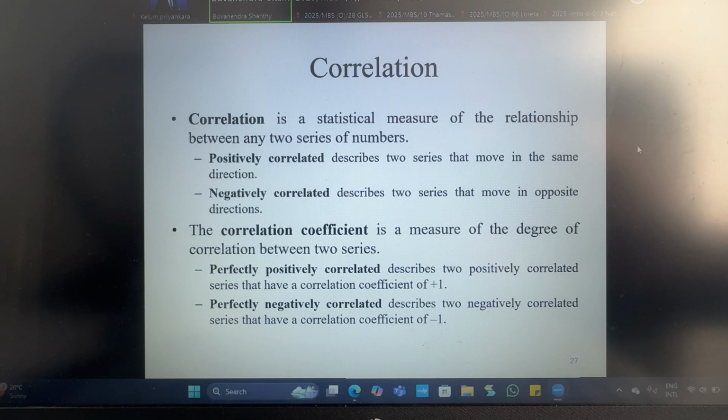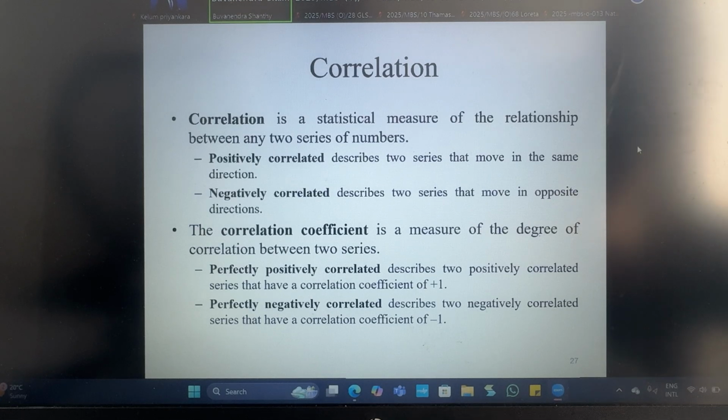For example, if we take the number of hours a particular student studies and the outcome in the final examination. If the study time increases, the final examination results can increase. So these two are connected positively, both are connected. That is called positive correlation.